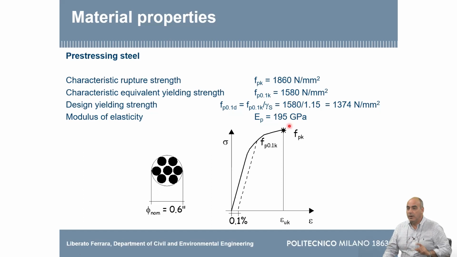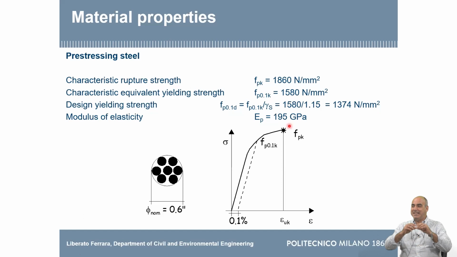Young modulus, we denote it with EP and not with ES. S is for steel, P is for pre-stressing steel. Why? Because as you can see, it's a little bit lower than what we generally use for steel. For steel, we use 200, 205, 210 sometimes. Why do we use a lower Young modulus for pre-stressing steel?